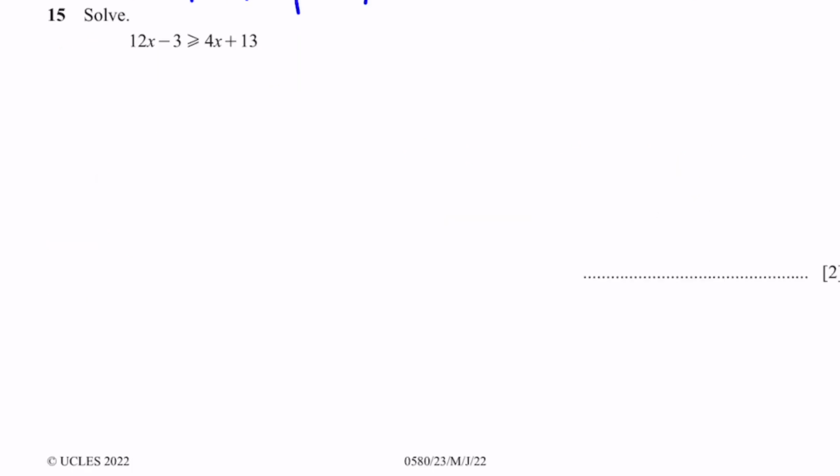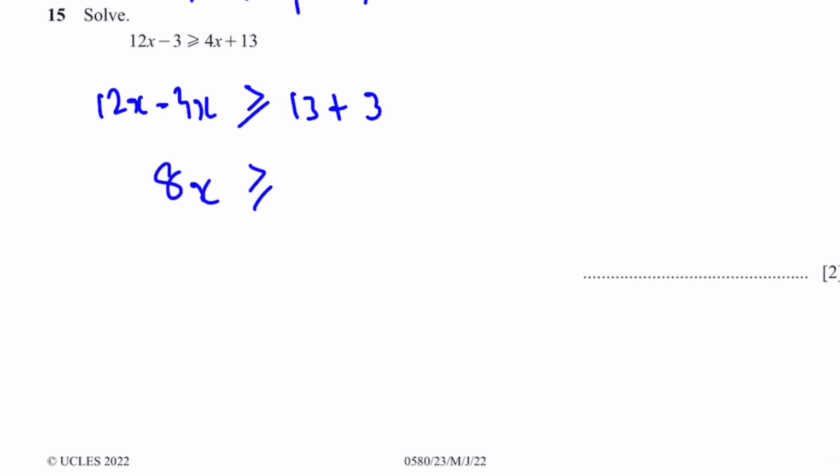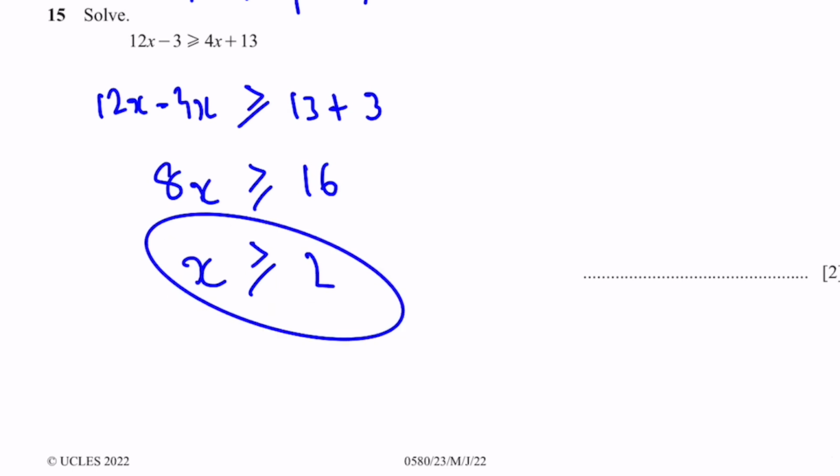Question 15. Solve 12x minus 3 greater than or equal to 4x plus 13. That means 12x minus 4x is greater than or equal to 13 plus 3. 8x is greater than or equal to 16. x is greater than or equal to 2. That's the answer.